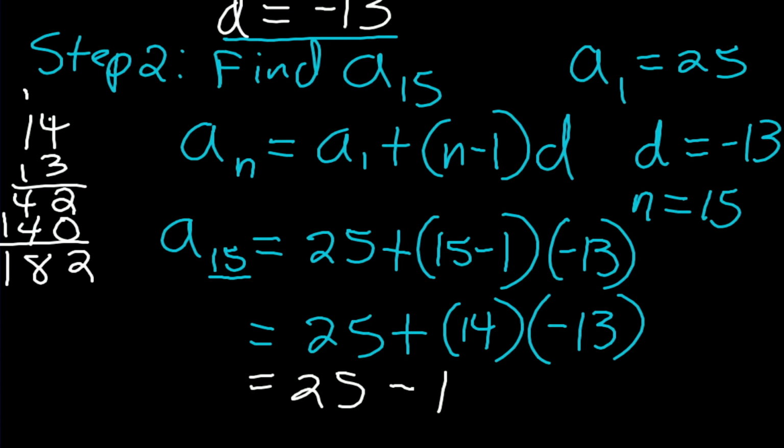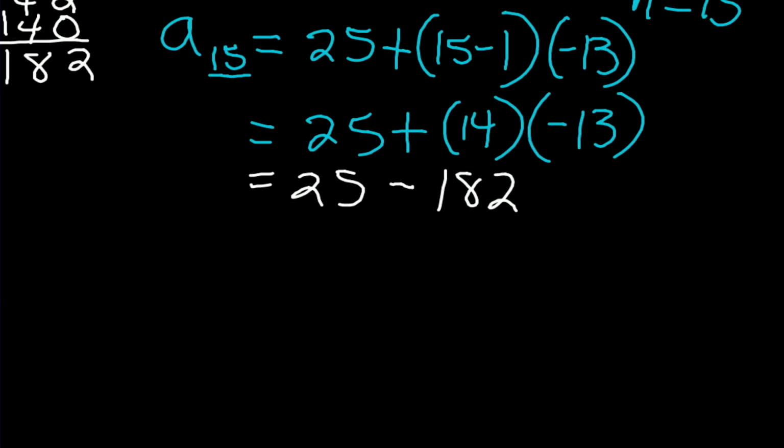25 minus 182. Then we have to take the difference between 182 and 25. So let's do that over here. 182, subtract off 25. And yes, I know that the 182 is negative, but still the signs are opposite, so I have to take the difference. And I know the answer is going to be negative because the bigger absolute value number here is 182.